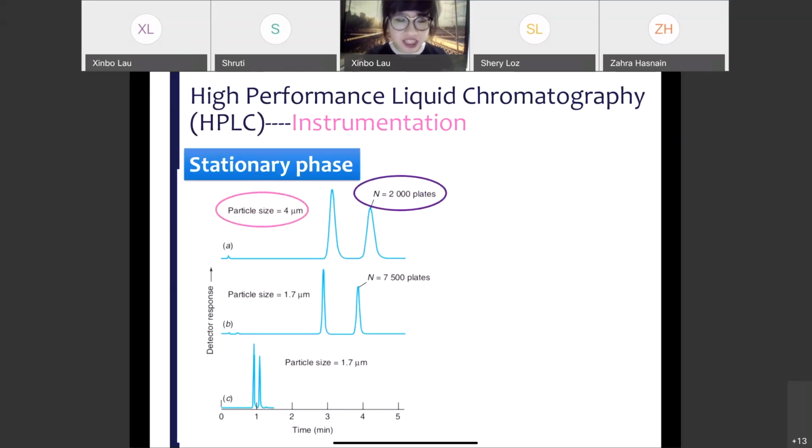So the relationship is that, I want to quickly talk about it. If you look at the numbers again, we wanted a large number to get good separations. If you see these two separations, the bottom one is apparently a better separation. And in terms of the particle size for the stationary phase, if it's smaller, it also gives us a better separation.